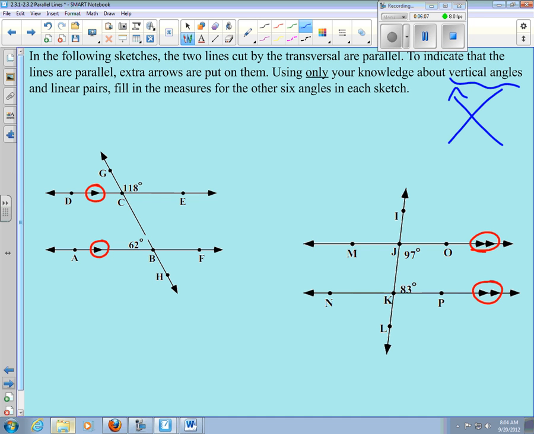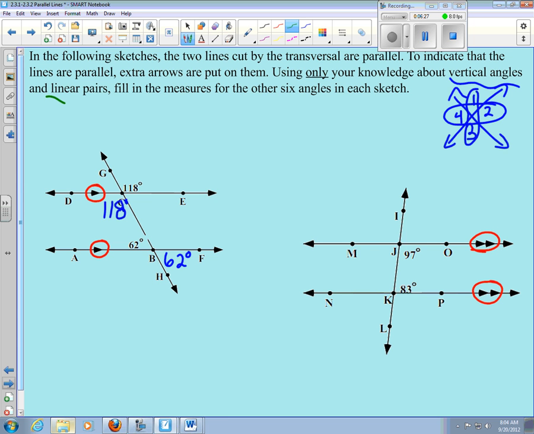Vertical angles occur when we have two lines that intersect. And we would say vertical angles are such as 1 and 3 and 4 and 2 because they are directly across from each other. Those vertical angles are congruent, so I can say that this angle is 118 degrees and this one is 62 degrees.